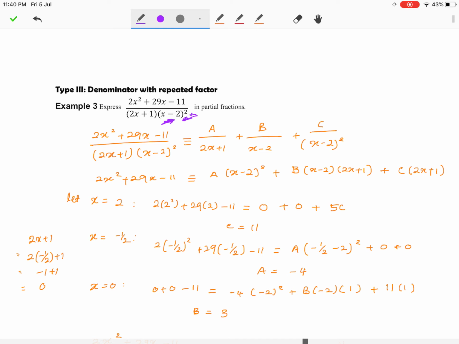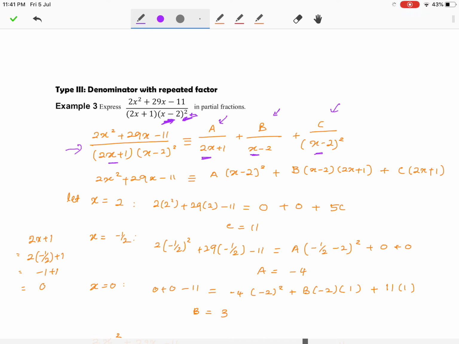Okay, let's see. First write down that algebraic fraction here. Since this is the first linear factor, I give a constant A over that first linear factor. Now you put a B because you're going to take one of x minus 2, because it is x minus 2 squared. Then for the third one, you pick a C and put it over x minus 2 squared.